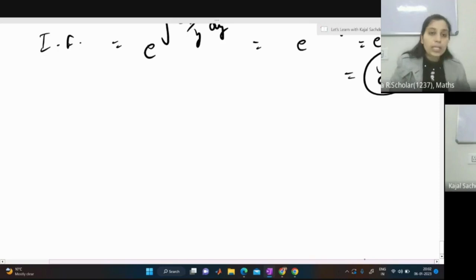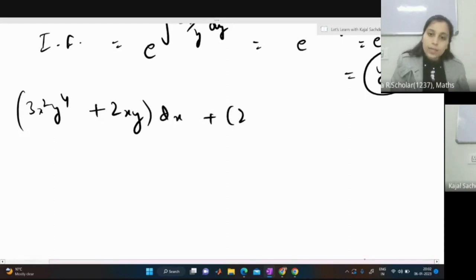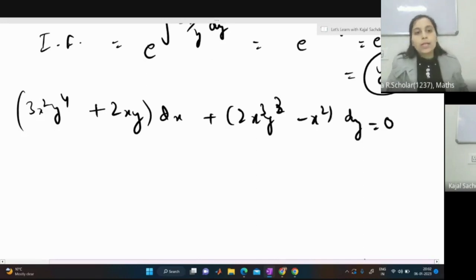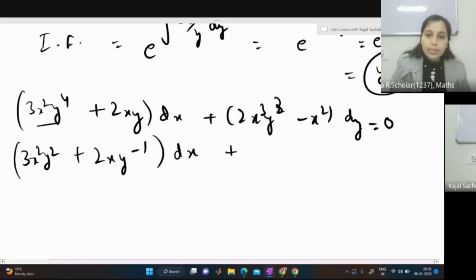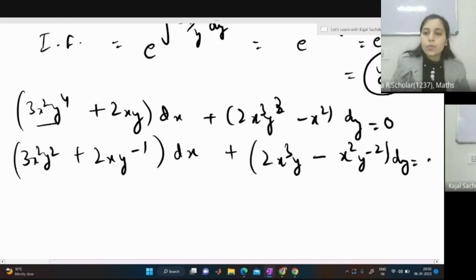The equation is (3x²y⁴ + 2xy)dx + (2x³y³ − x²)dy = 0. So multiply this equation throughout by y raised to power −2. We get (3x²y² + 2xy⁻¹)dx + (2x³y − x²y⁻²)dy = 0.